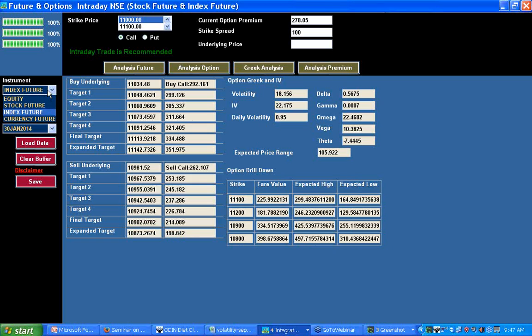So let us take some stock option also. So let us take some stock option. Take it for Axis Bank.